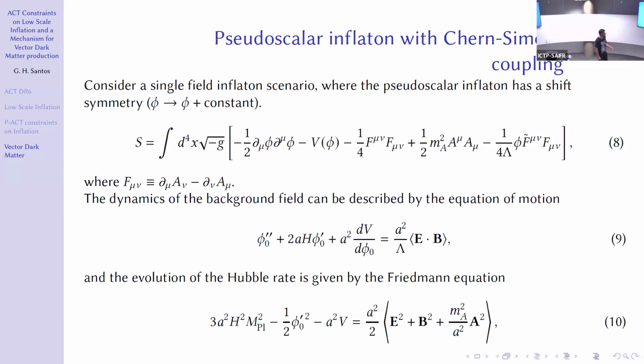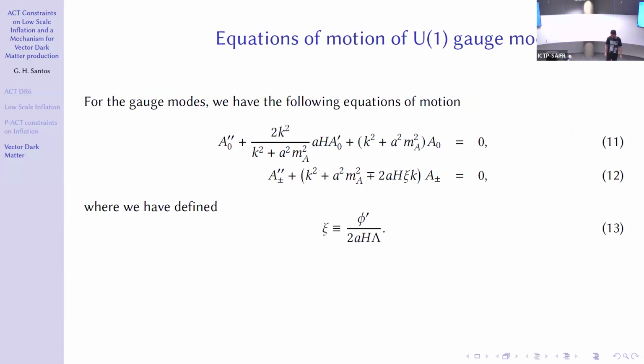The dynamics of this background field can be derived using the Lagrange equation. The difference is going to be these source terms here, and the same thing for the evolution of the Hubble rate. We're going to have some source term here, which depends on this coupling and the gauge modes. And for the gauge modes, we also have equations of motion. We have the modes with A0, which are longitudinal. Here, A0 is the longitudinal mode, and A plus minus are the transverse modes.